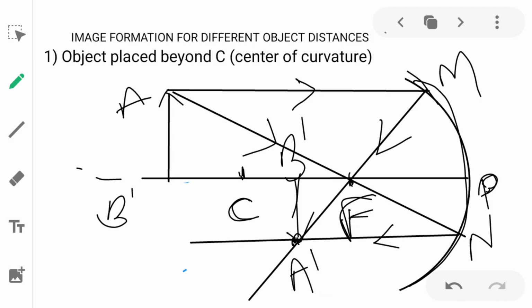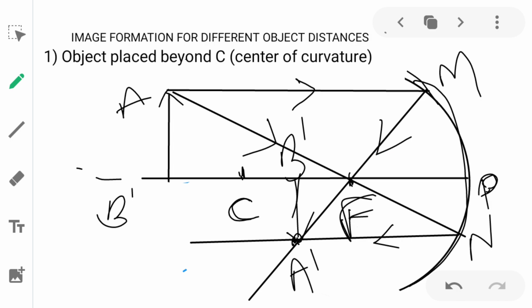If the image is in front of the mirror, the image is called a real image. And look at the size of the image compared to the object. It is smaller than that of the object. So you can say the image is diminished. Collectively, you can describe the nature of the image as real, inverted and diminished, where the image is formed between C and F.